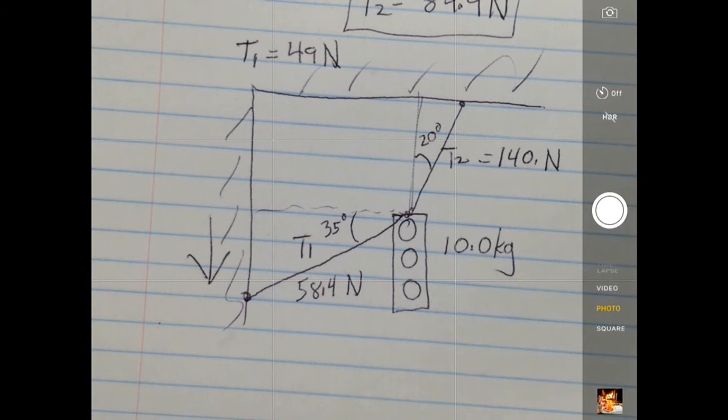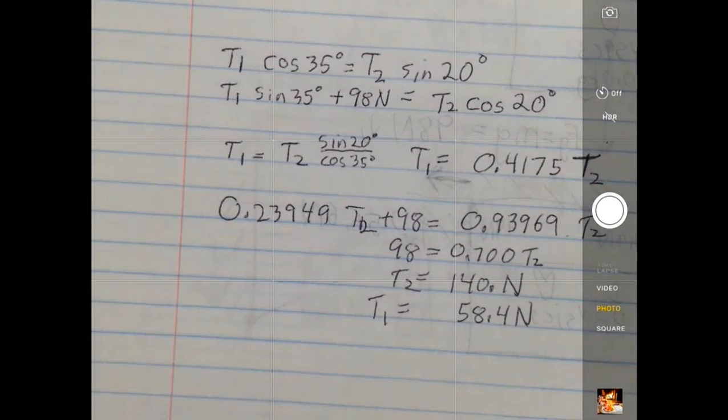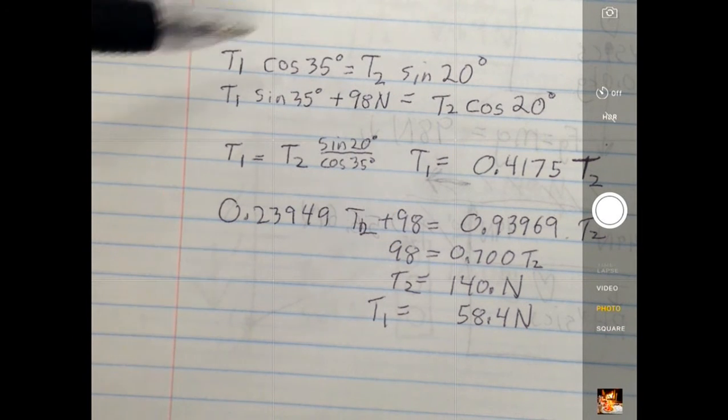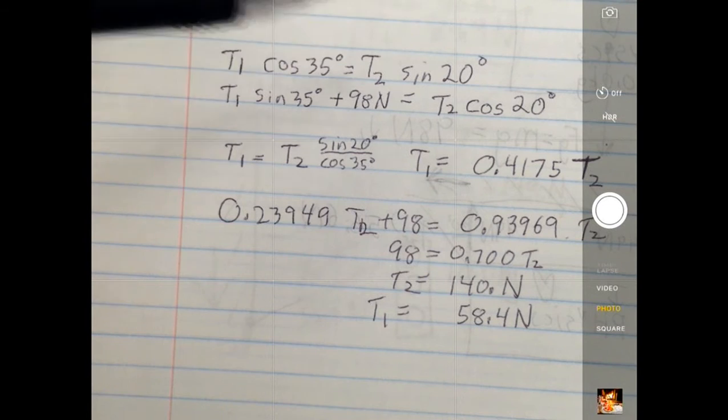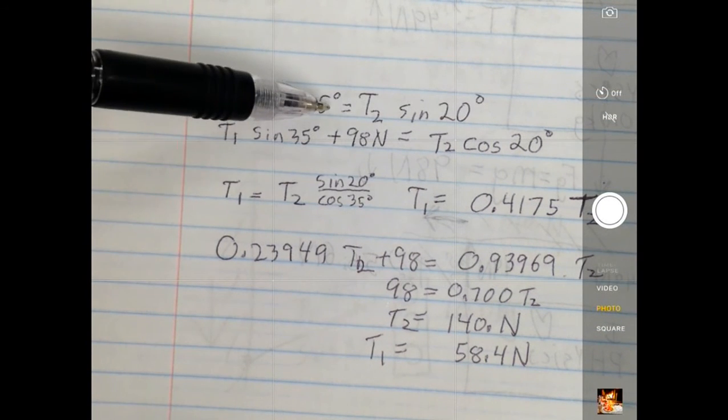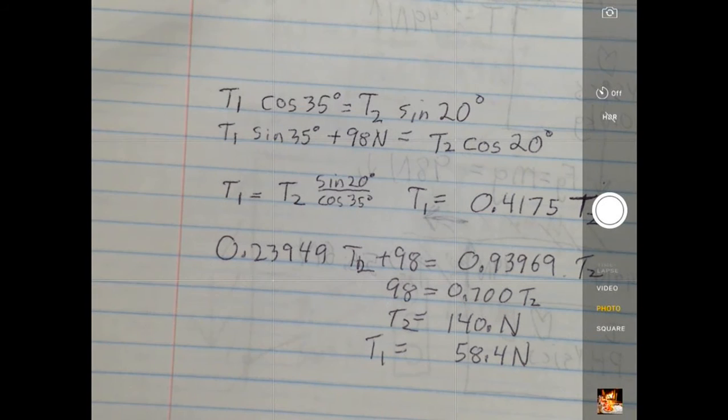And what did I scribble down? I wrote horizontally, the pull of T1 to the left has to cancel the pull of T2 to the right. So T1 cosine 35 degrees, I set that equal to T2 sine of 20 degrees. Technically, one is to the left, the other's to the right, one is positive, one is negative, but they add up to 0, but you guys do the math.